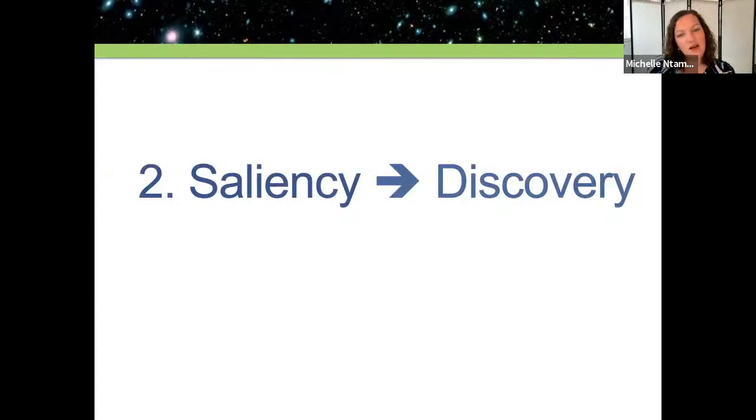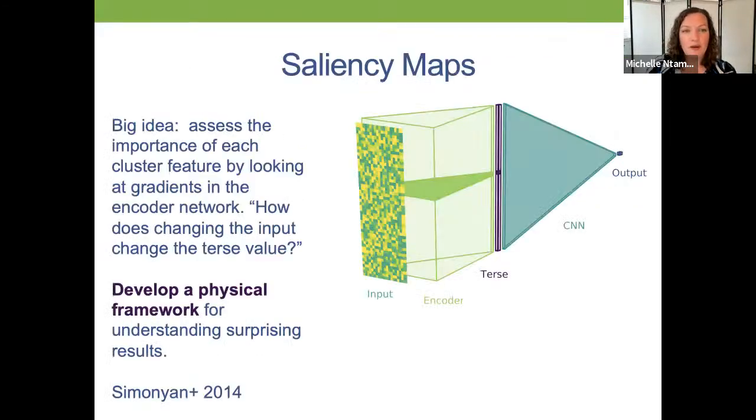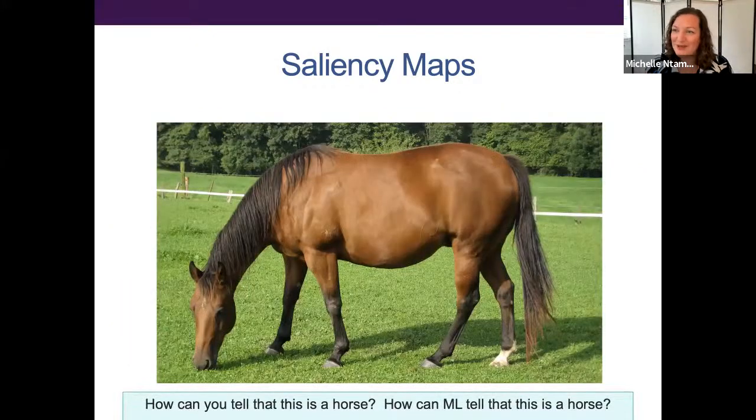All right, now let's talk about saliency leading to discovery. So the big idea here is we are going to assess the importance of each cluster feature by looking at gradients in the encoder network. And we will ask, how does changing the input change the terse value? All right, we are going to look at d terse by d input. This will help us to develop a physical framework for understanding surprising results. We're going to start with this picture of a horse.